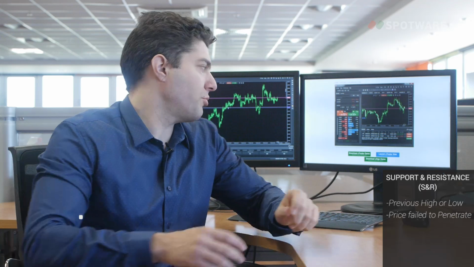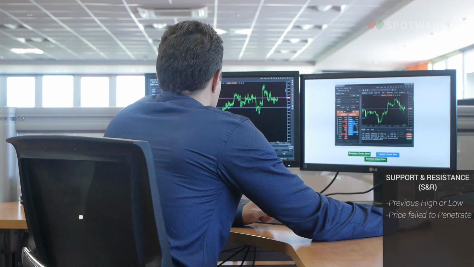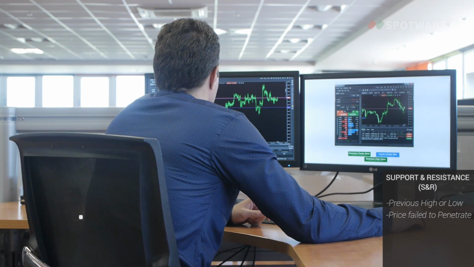What is a support or resistance generally in a chart? Support or resistance is a level that the price did a previous high or a previous low in a swing, or a level that the price failed to penetrate. These levels are important because they are printed in the minds of traders, and when these levels are reached again, traders often enter or close their positions. Now we're going to go to cTrader, and I'm going to show you support and resistance level here so you understand what we're talking about.